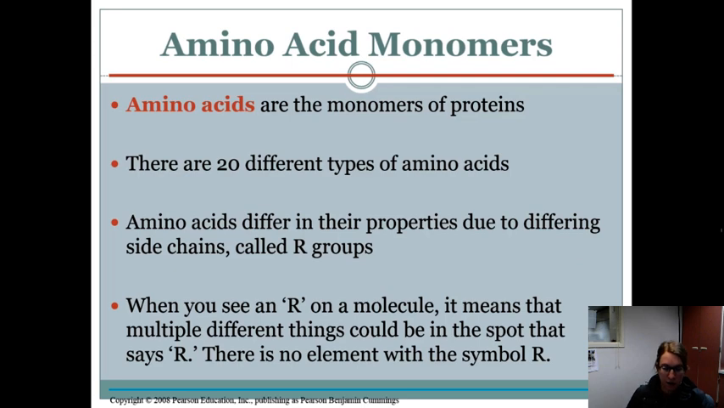So remember there were 4 kinds of macromolecules. We had carbohydrates, lipids, proteins, and nucleic acids. So we've done carbs and lipids, now we're on to proteins. Proteins are the most diverse of the 4 types. There are tons and tons of different kinds of proteins. And they are the major thing that makes you different from other people.